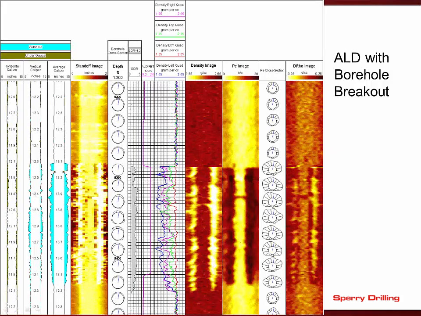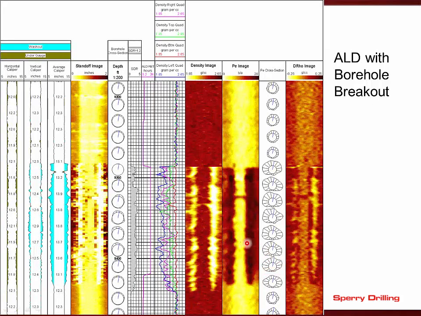When the hole was left open for a long period of time, it tends to collapse, and it tends to collapse in a certain direction based on the minimum stress direction that exists in the rock formations. So when we came back in, we found that the hole is no longer circular. The PE cross-section is attempting to show roughly what the hole shape is. It's certainly no longer circular.